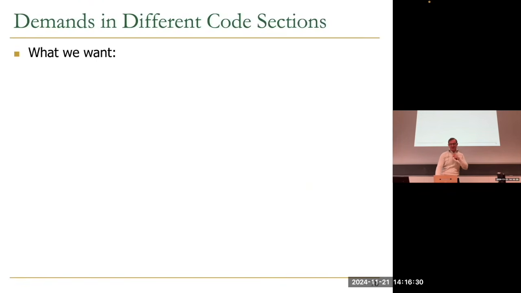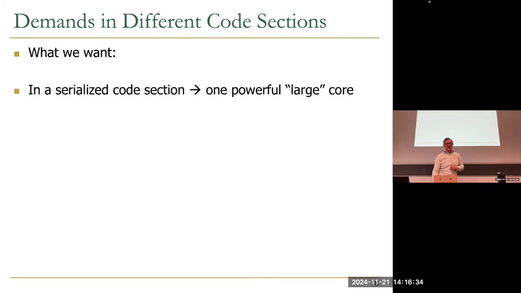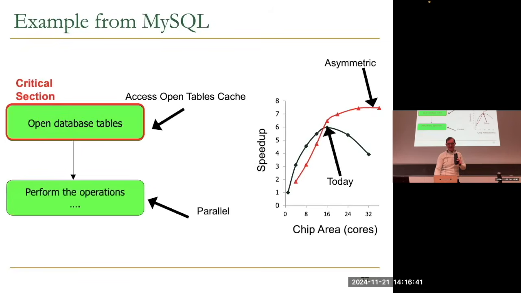Okay, so let's take a look at what fundamentally we want, right? Fundamentally, in a serialized code section, you want a powerful large core. Yes. Yeah. This example, okay? Symmetric cores, yes. Exactly.